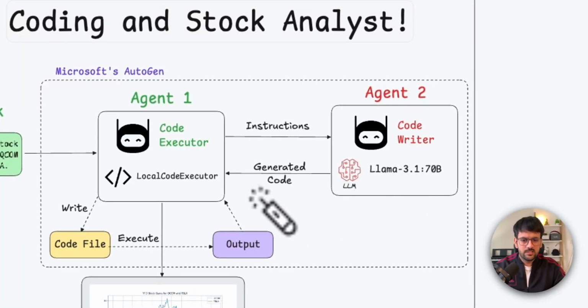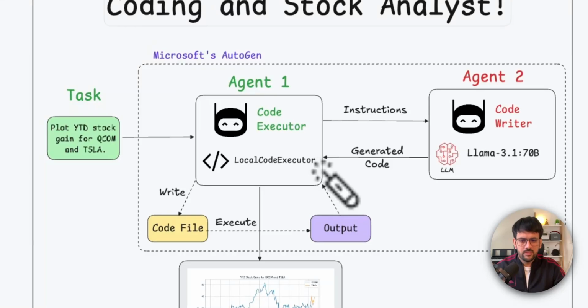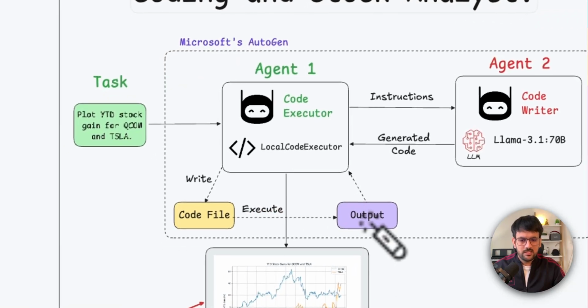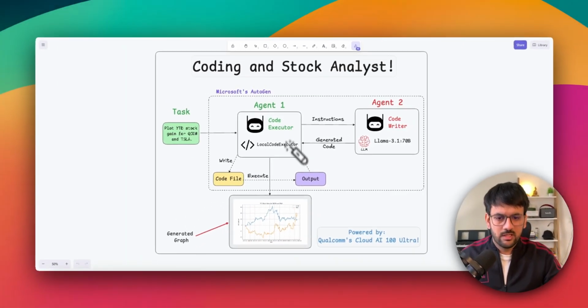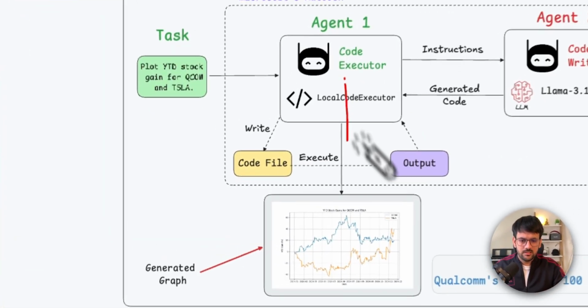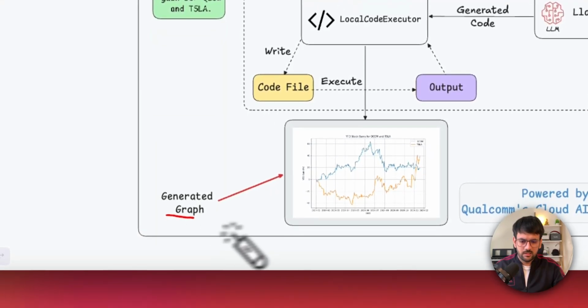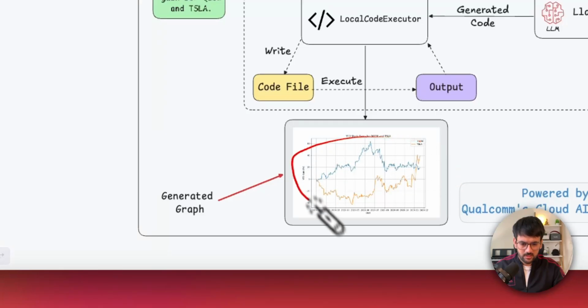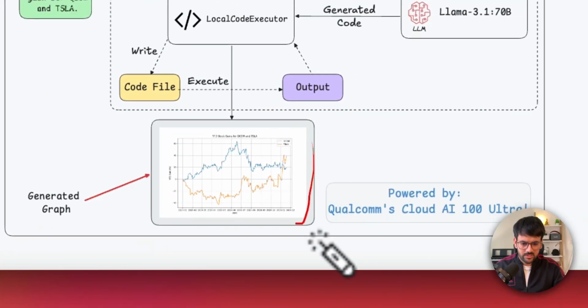The generated code is sent back to the code executor, which uses a local code executor. This is a functionality which is provided by AutoGen. This local code executor would then take care of installing all the dependencies and writing this code to a code file, execute it, and then send the output back to the code executor agent. Finally, the code executor agent would send the result back to the user. And in this case, it's a generated graph where we can see the stock gains for Tesla and Qualcomm in a single figure. So this is how the output would be presented to the user.